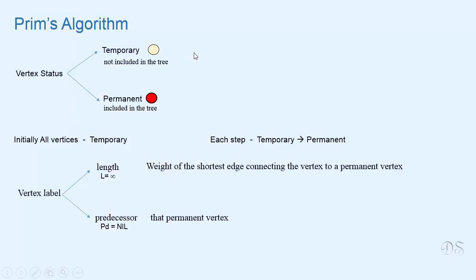Now, a temporary vertex can be relabeled, that is, its length and predecessor values can be changed, but once a vertex is made permanent, it can't be relabeled. For making a vertex permanent in each step, the greedy approach is used. The vertex which has minimum length is made permanent. Now let's see the whole stepwise procedure of the algorithm.